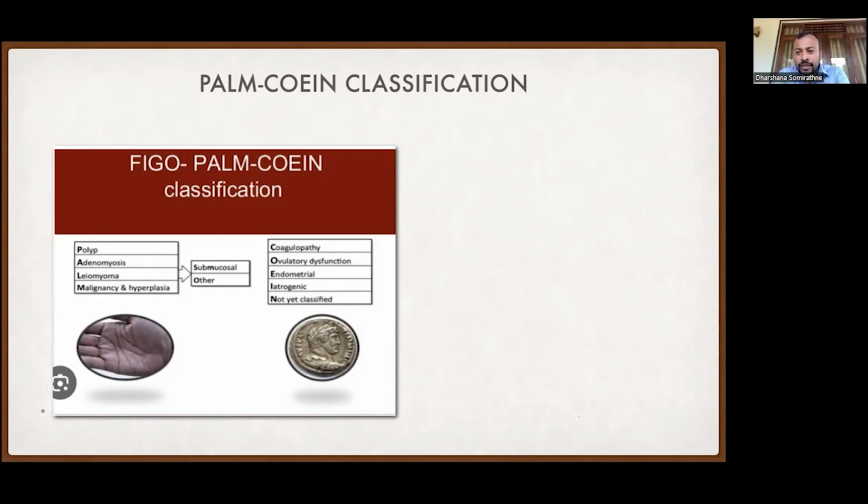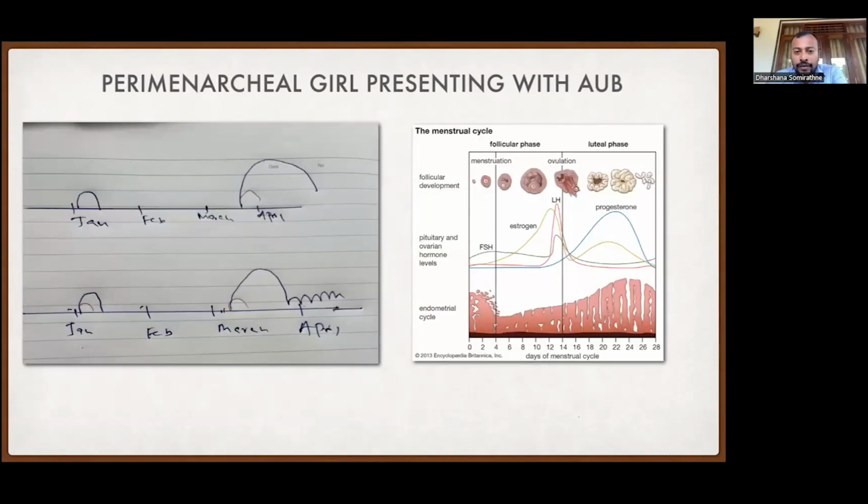Iatrogenic: against IUCD. If someone has got an IUCD, then they might develop abnormal uterine bleeding. I will take you one by one through the physiology, the pathology, and then how I'm going to tackle or manage these problems.